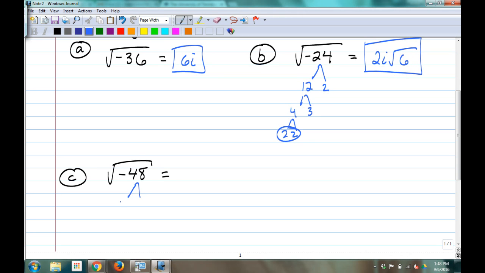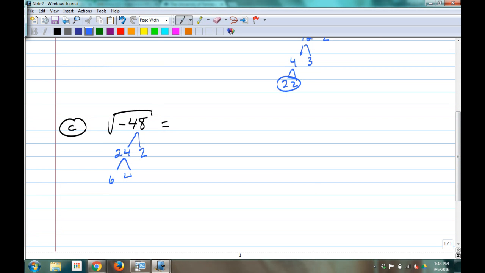All right, 48 I know is 24 times 2. And then 24, I could do 6 times 4, 3 and 2, 2 and 2. There's a pair of 2s. Here's another pair of 2s. So that's 4. And then what else comes out? I, because it was a negative. And then what's left on the inside? 3. So it's not really complicating the simplifying process any. Just put an i. If it's a negative number inside of the radical, you're just going to pull an i out with whatever else comes out.